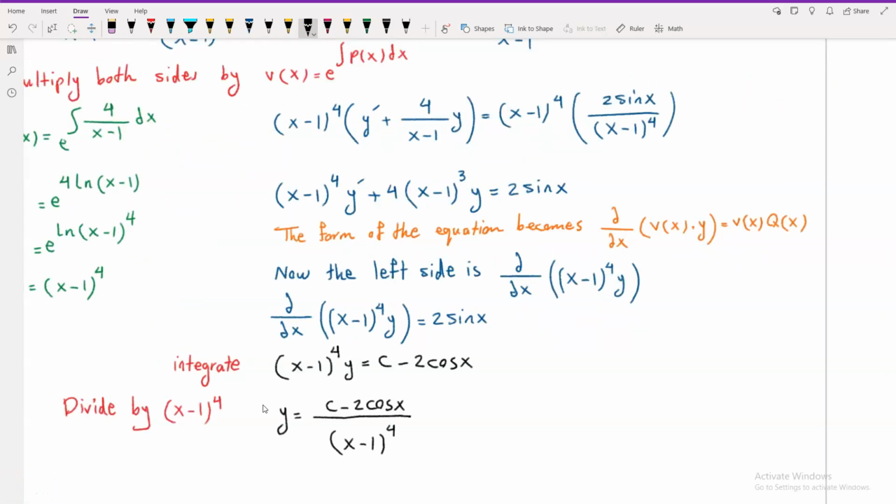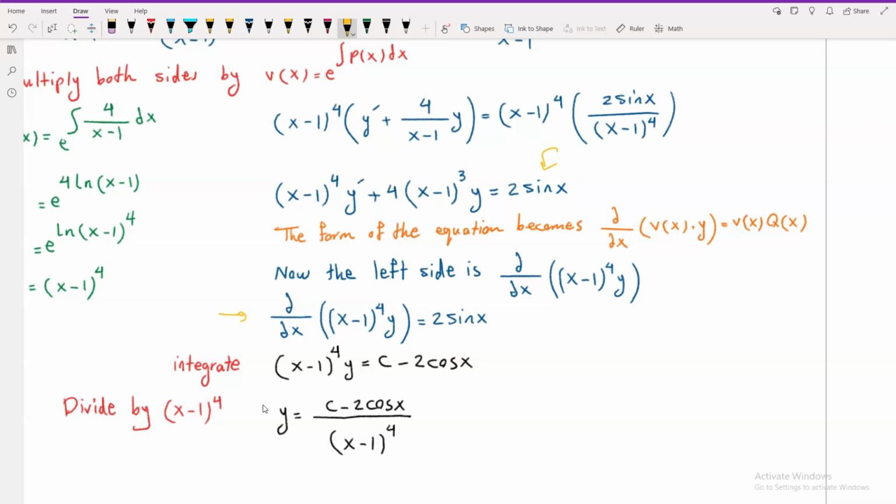So the form of the equation becomes d over dx of v(x) times y equal to v(x) q(x). So the left side is d over dx of x minus 1 to the 4th power times y, equal to what we have on the right side, 2 sine x. Now integrate: x minus 1 to the 4th power times y is equal to c minus 2 cosine x, and c is the constant of integration.